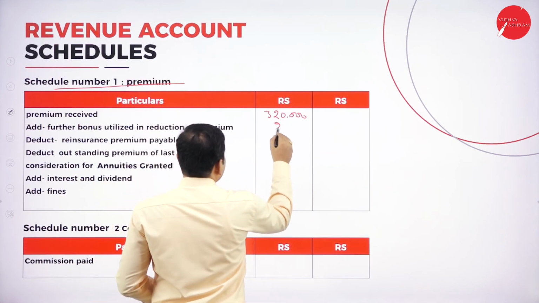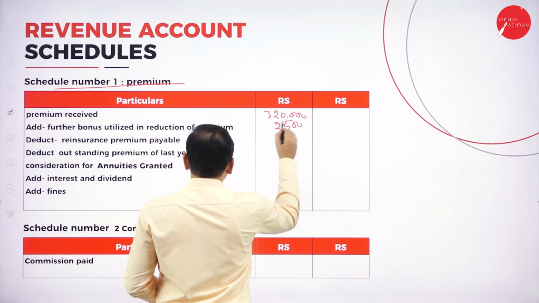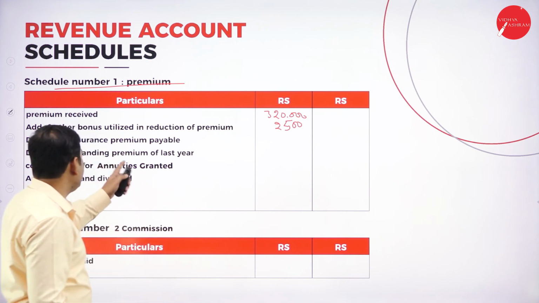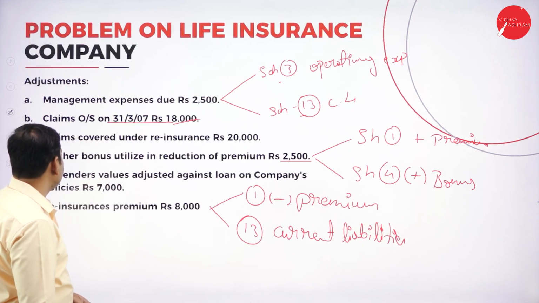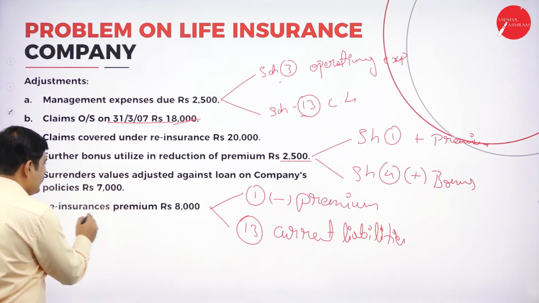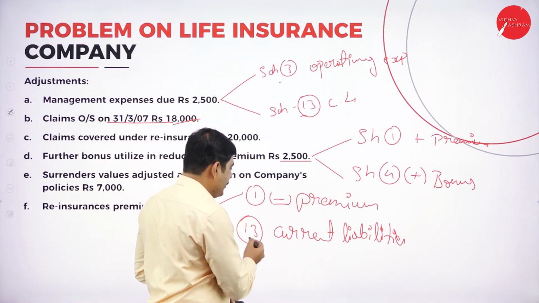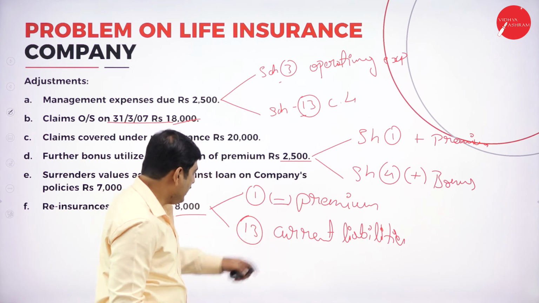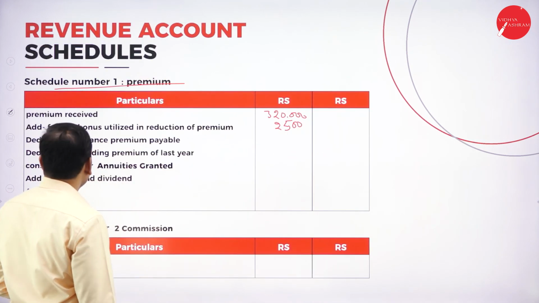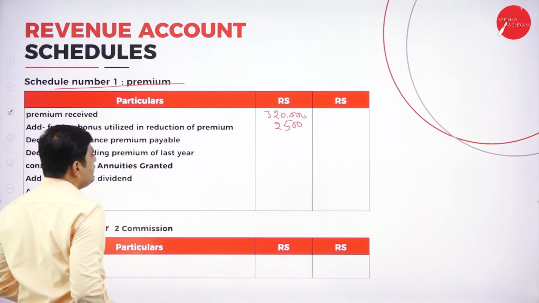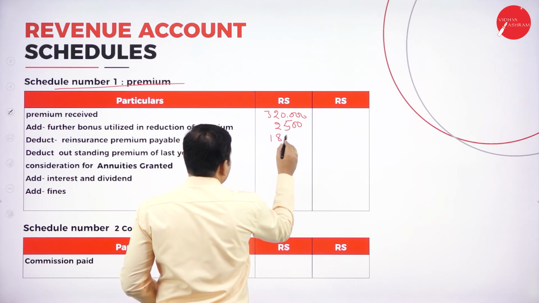So add 2,500. Again deduct reinsurance premium payable. What is the reinsurance premium payable here? See, reinsurance premium should be shown in schedule number 1, minus from premium. It should be shown in schedule number 13, current liabilities. So deduct reinsurance premium 18,000 here.